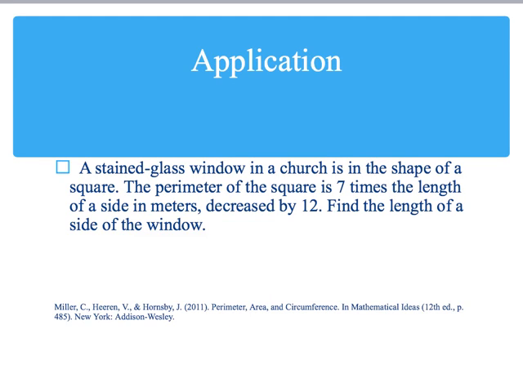So let's talk about how you will be asked to do a problem like this. A stained glass window in a church is in the shape of a square. So we've got a square. The perimeter of the square is, and is means equal, 7 times the length of a side in meters decreased by 12. So since it's a square, they're all the same length, so I'm going to say 7s and then decreased by 12.